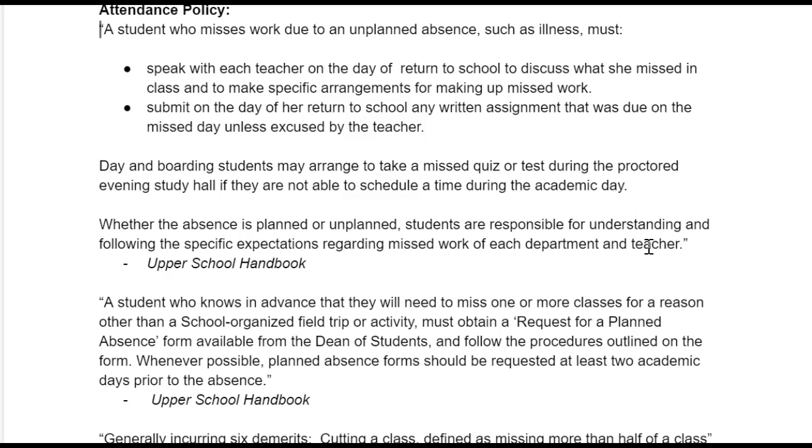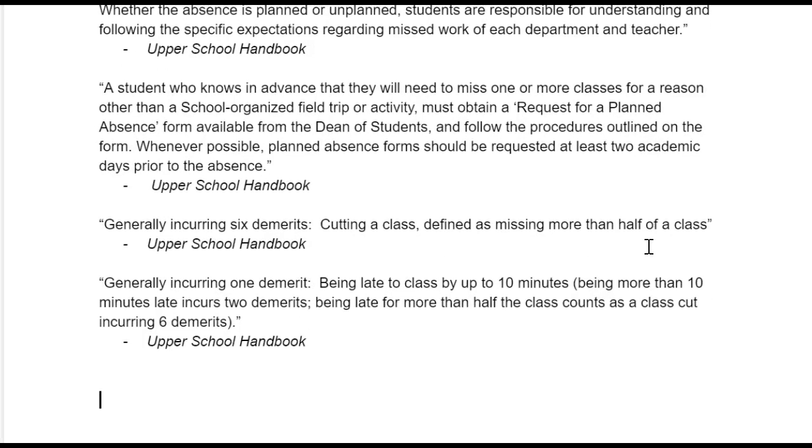Whether the absence is planned or unplanned, students are responsible for following the specific expectations regarding missed work of each department and teacher. Okay. Also, a student who knows in advance that they will miss one or more classes for a reason other than a school-organized field trip or activity must obtain a request for a planned absence form. So you bring me the form, I sign it, you follow all the procedures. Whenever possible, planned absence forms should be requested at least 2 academic days prior to the absence. Generally encouraging.